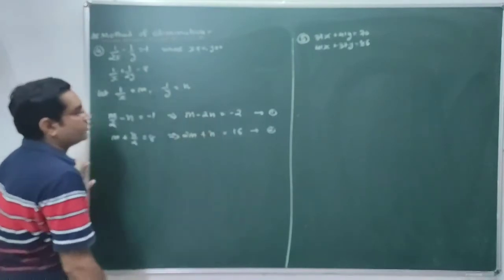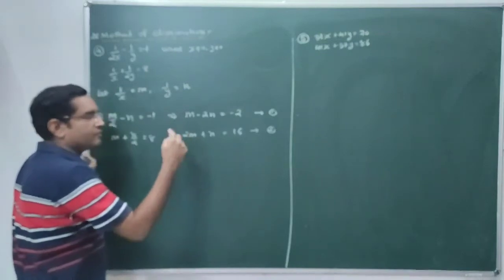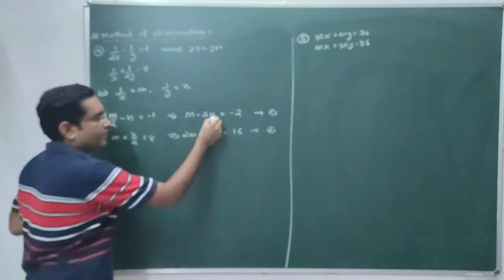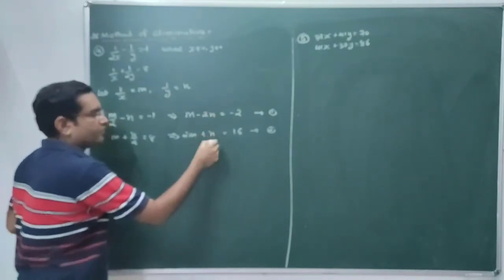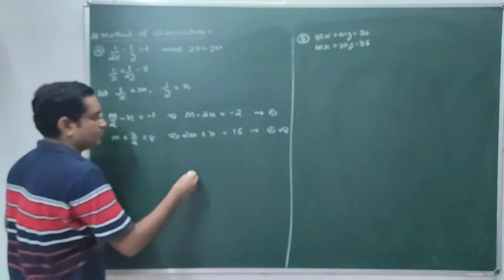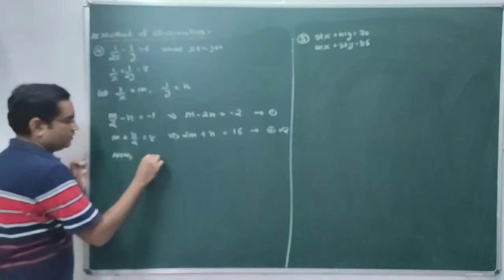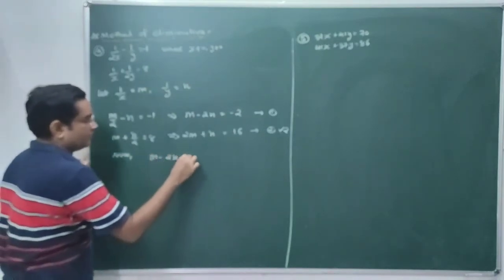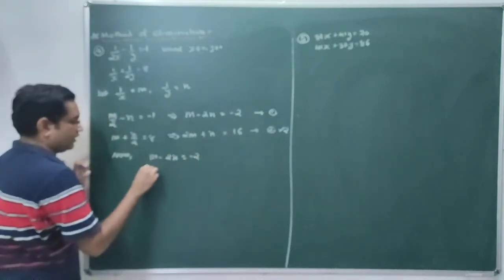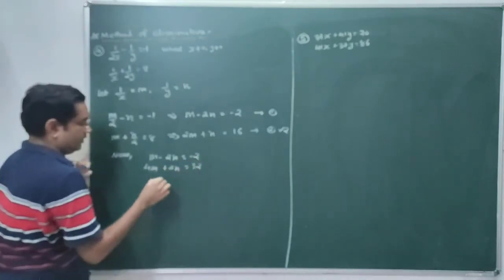Now you have to solve these equations by using the method of elimination. For the method of elimination, we have to eliminate either one variable by making the numerical coefficients of the variable equal. So here the coefficient of n is minus 2, here it is 1. So now we are multiplying equation 2 with 2. First equation as it is: m minus 2n equal to minus 2. Multiplying equation 2 with 2, it's 4m plus 2n equal to 32.